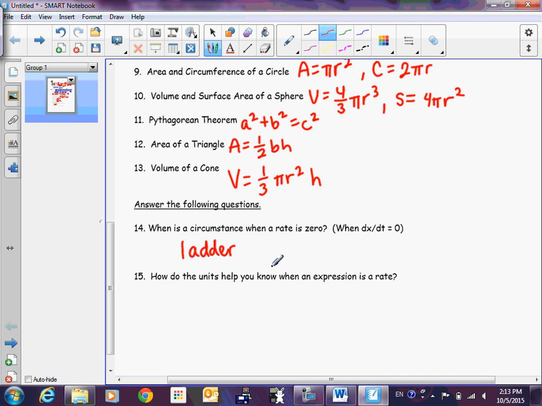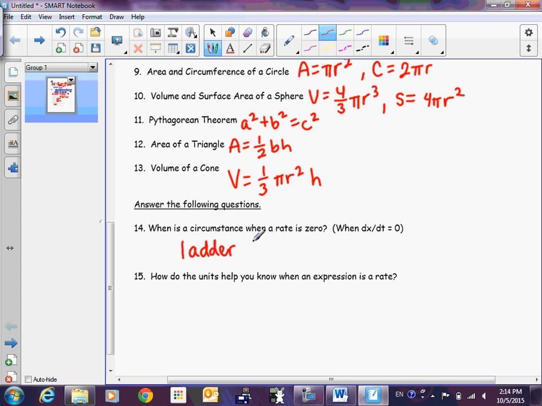Can you think of any other time when a rate is 0, where maybe something's getting bigger or smaller, but only certain dimensions, and other dimensions aren't getting bigger or smaller? They're remaining unchanged. Slide. So a slide, so don't think velocity so much as like a flagpole. Okay, so what's changing on a flagpole? The shadow. Okay, but what's not changing? The height of the flagpole.